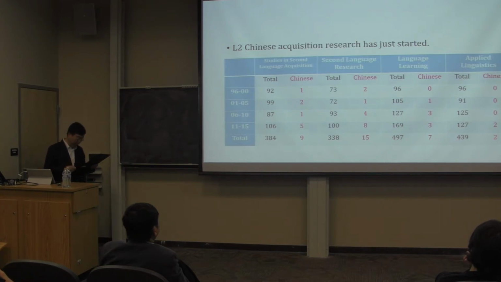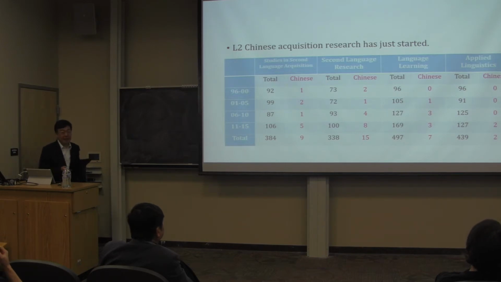I did a very brief survey of articles published in 4 mainstream journals, and here is the result. The 4 journals are Studies in Second Language Acquisition, Second Language Research, Language Learning, and Applied Linguistics, from 1996 to 2015, 20 years. In Studies in Second Language Acquisition, in the last 20 years, only 9 articles on L2 Chinese acquisition were published. In Second Language Research, 15 articles. In Language Learning, 7 articles. And in Applied Linguistics, only 2 articles.